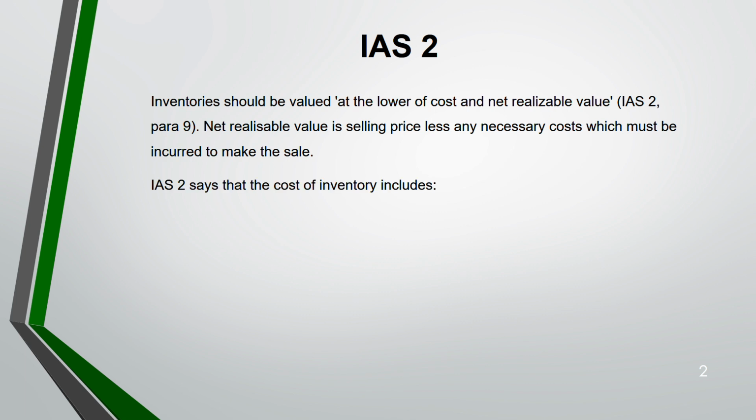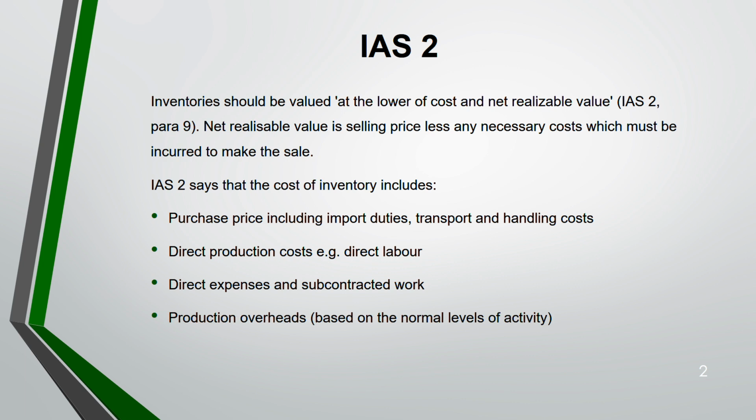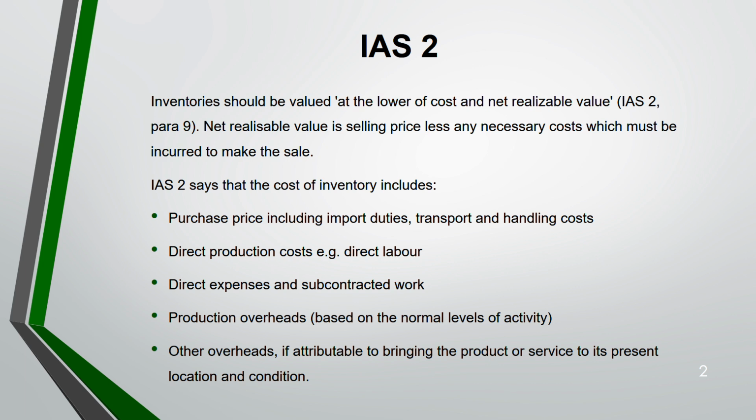IAS 2 says that the cost of inventory includes purchase price, import duties, transport, and handling costs. You have to add all of these. Direct production labor, for example direct labor, is also an addition to your cost of inventory. Direct expenses and subcontracted work, production overheads based on the normal levels of activity, and other overheads if they are necessary to bring the product or service to its present location and condition. So these five you have to add and they are taken as cost of inventory.